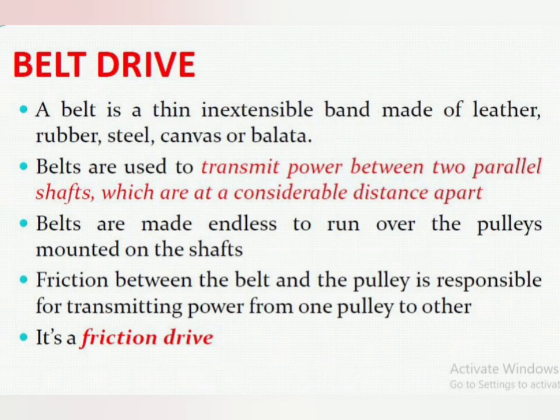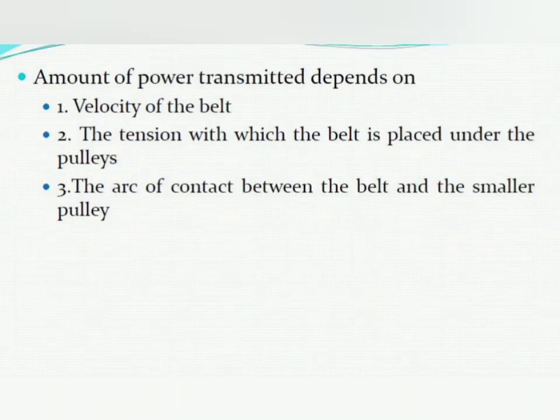A belt drive is a thin, inextensible band made of leather, rubber, steel, canvas, or balata. These are the materials used for making belt drives, and they are inextensible, which means they do not show any elastic properties. They can transmit power between parallel shafts. The principle is the friction between the belt and the pulley, so it is also called a friction drive.